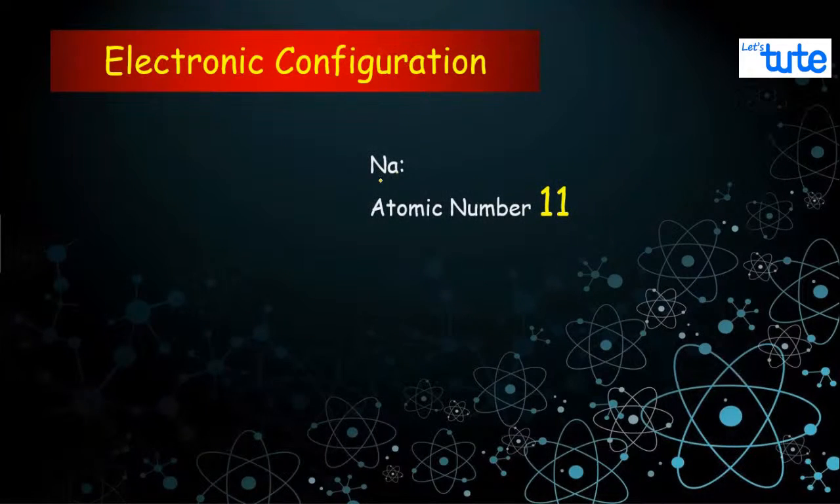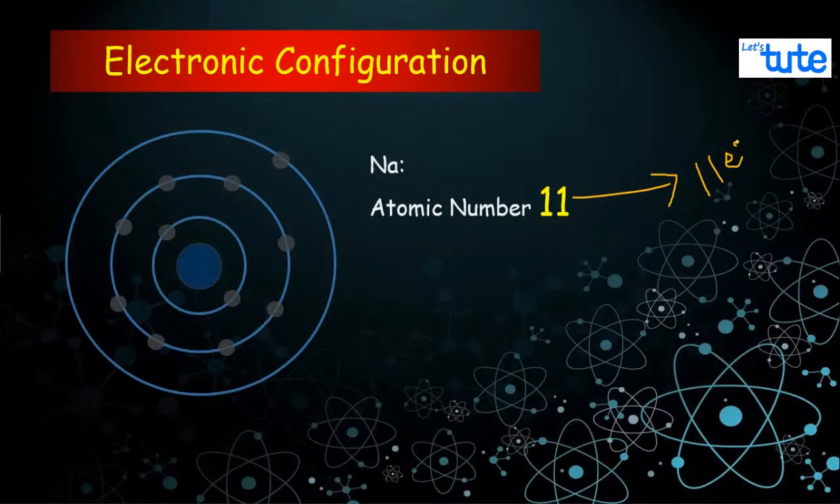Let's look at sodium. Sodium's atomic number is 11, so we will have 11 electrons. Let's quickly place them. The first shell will have only 2 electrons because the limit is 2. The next shell will have 8 electrons. Now the sum is 10, so we have to draw one more electron. This is the third shell, which will have only 1 electron.